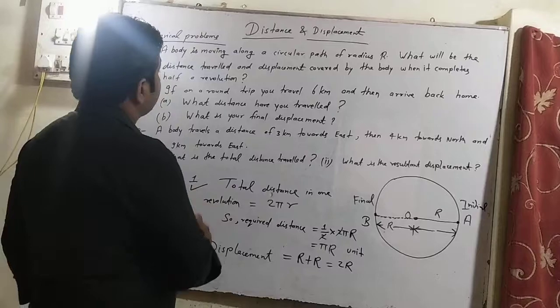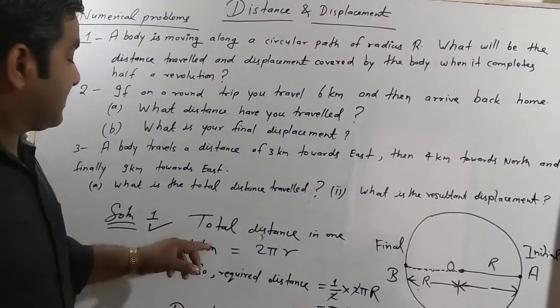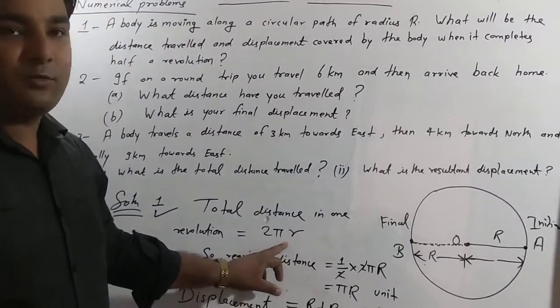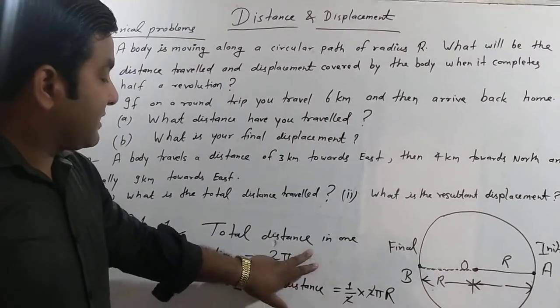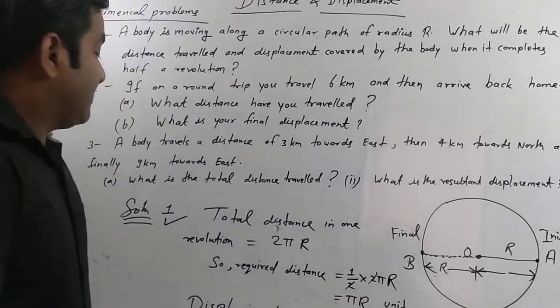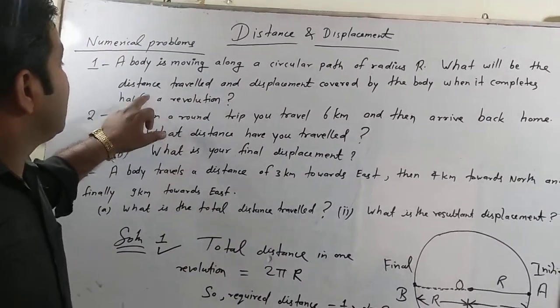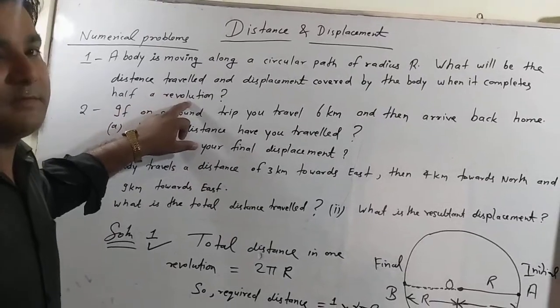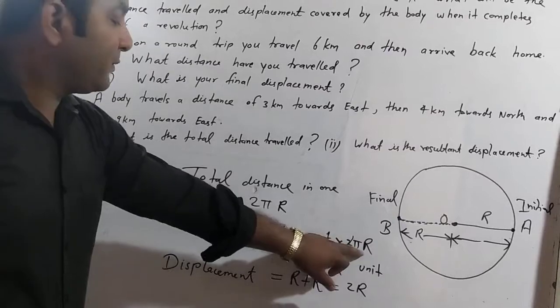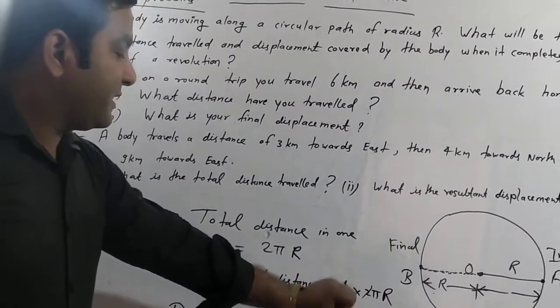Solution of first numerical, that is very easy. Just listen again. Total distance in one complete revolution, that is circumference, is equal to what? 2 pi r, either small r or capital R, no matter. If they are given capital R, then we will write capital R. But here you have to calculate half a revolution. Half a revolution means that is 1 upon 2 of its circumference. So 1 upon 2 into 2 pi r, 2 to cancel, then pi r unit.